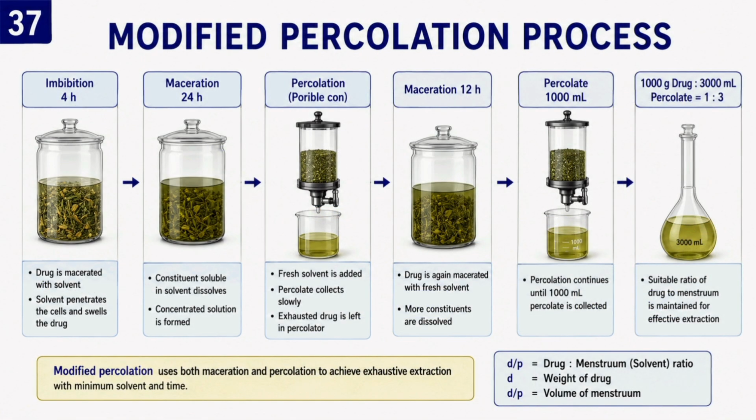Modified percolation process. So let's follow the process. The drug undergoes imbibition first. It is macerated. A portion of the percolate is collected. Further maceration and collection steps are performed here. The process is designed to obtain the required percolate using controlled quantities of the menstruum. So this is fractional processing. Instead of uncontrolled continuous solvent use, the procedure manages the contact and the collection more efficiently.